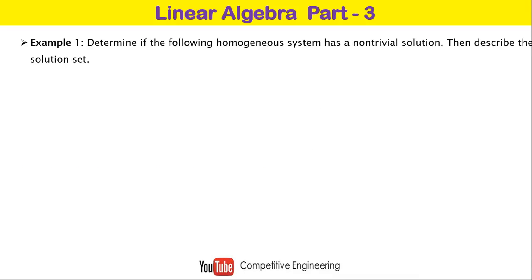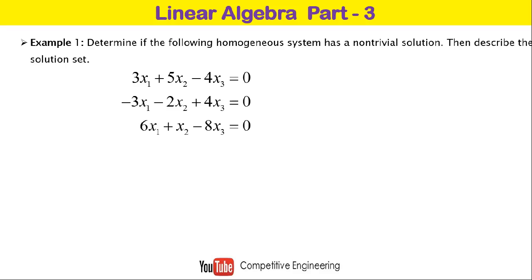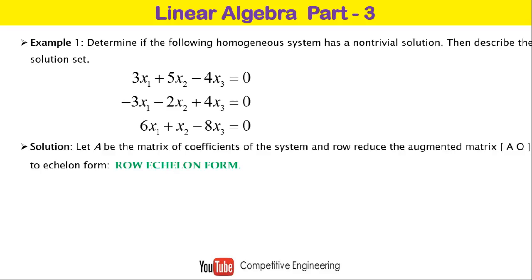So now we will solve a homogeneous system of equations. Here is the question: 3x1 plus 5x2 minus 4x3 equal to 0, minus 3x1 minus 2x2 plus 4x3 equal to 0, 6x1 plus x2 minus 8x3 equal to 0.